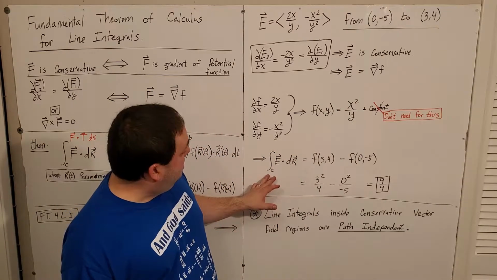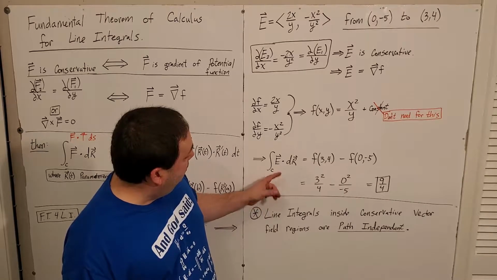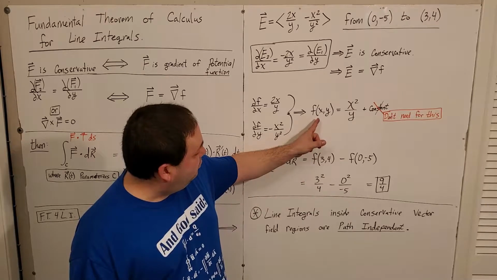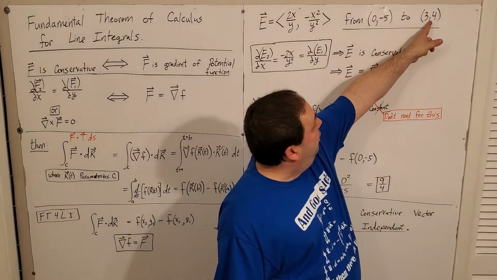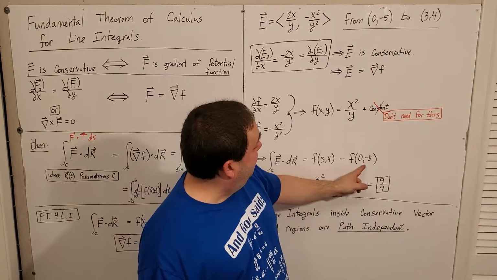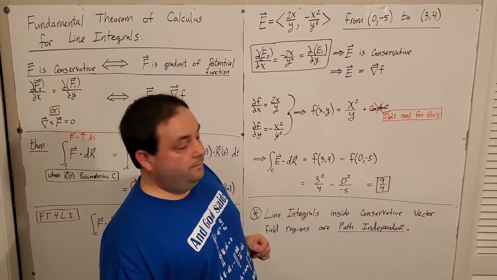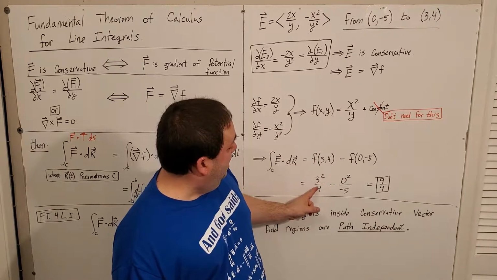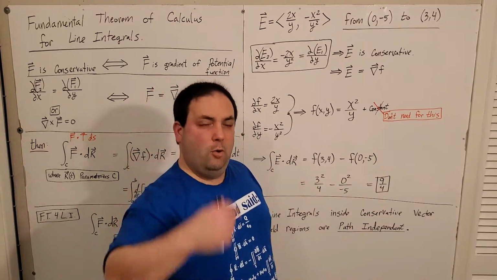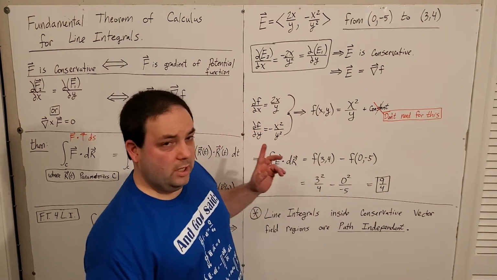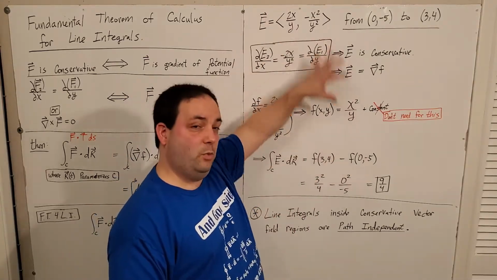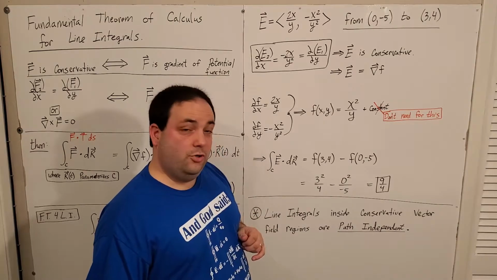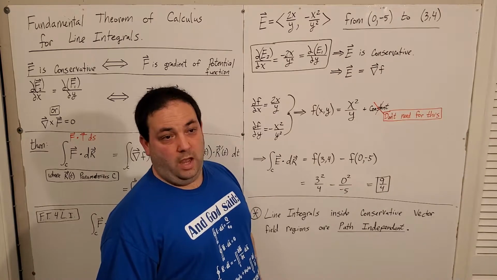So the line integral of E dot dr is equal to this function evaluated at the ending point, 3, 4, minus f at the beginning point, 0, negative 5. When I plug in the x's and y's here, I end up with 9 over 4. If you go back to my last lecture, we were talking about line integrals. I did this one a couple of different ways with a couple of different paths, and you definitely want to notice that we got 9/4 both times.